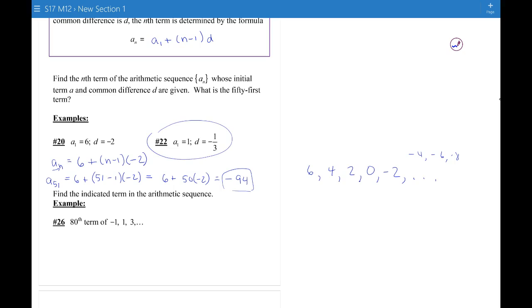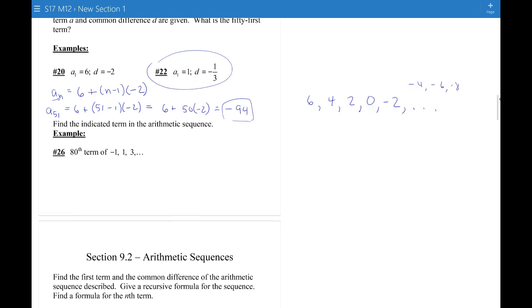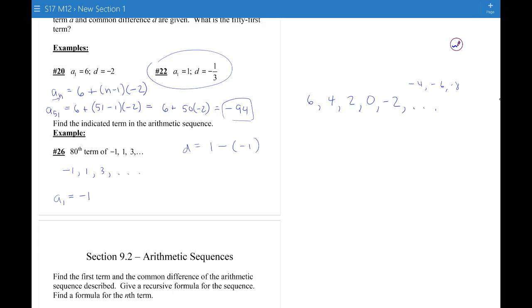So let's do this one together in class. This one's a little trickier where they just give you the pattern, negative 1, 1, 3, and so on. But you can see the first term for sure. That's negative 1, the first one. Well, now we need to find the common difference. So the common difference is 1 minus the term before it, or negative 1. So it looks like it's going to be 2, which has to be the same as the 3 minus the term before it, 2. Okay, so we're good.